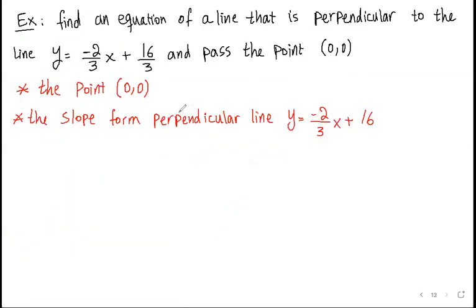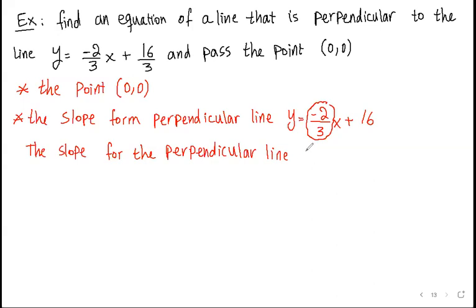Go back to the example. What's the slope for this line? -2 over 3. This is the slope for the perpendicular line. So the slope for the perpendicular line is -2 over 3.